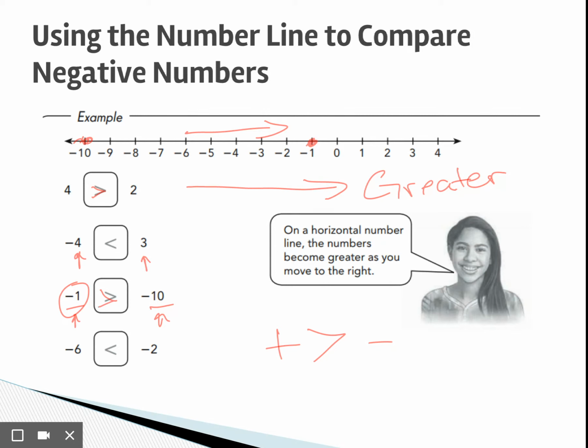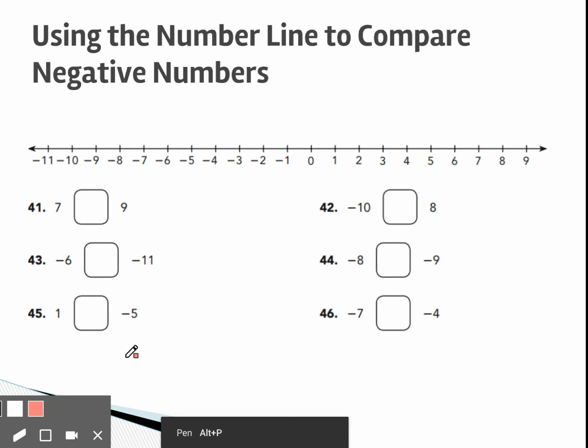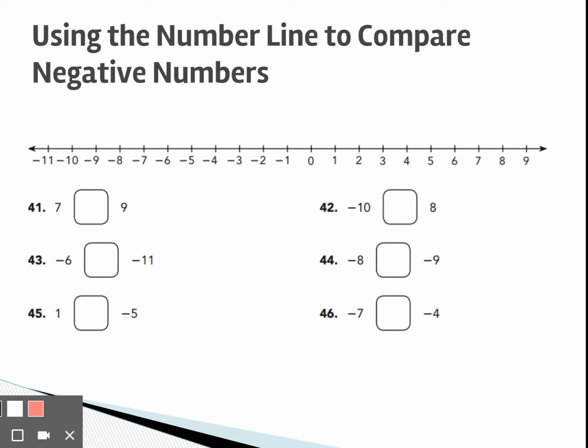And lastly, -6 compared to -2, and I locate them on the number line. Here's -6, and here's -2. -2 is further to the right, so -6 is less than -2. So let's use this number line here to practice. On number 41, I have +7 and +9. 9 is further to the right, so I have my mouth open to the 9. 7 is less than 9.